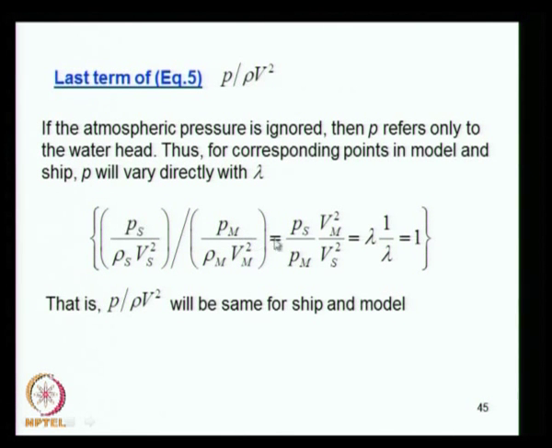So this is equal to, if you can rewrite in this form, and we know that this quantity Vm square by Vs square is equal to 1 by lambda, and this pressure we have already explained here depends on lambda. So Ps by Pm is equal to lambda. So lambda divided by 1 by lambda is equal to 1. So this quantity P by rho v square will be the same for ship and model, because Ps, you see this relation here, is equal to 1, means it remains the same for ship and model. So it is automatically satisfied.